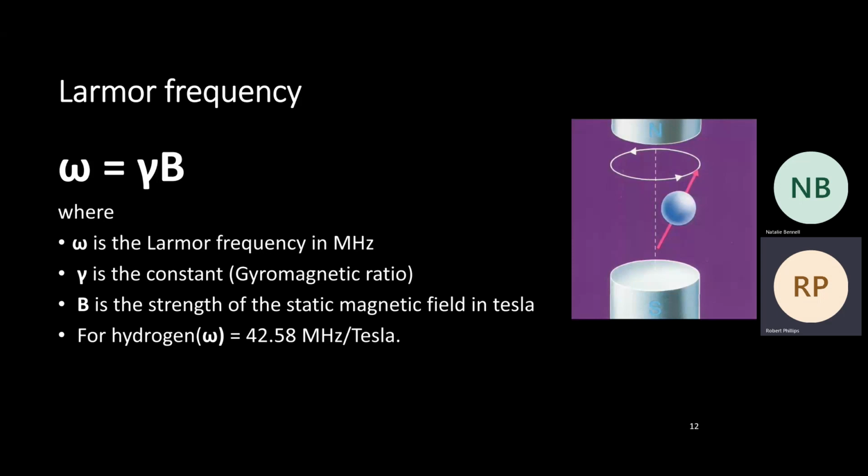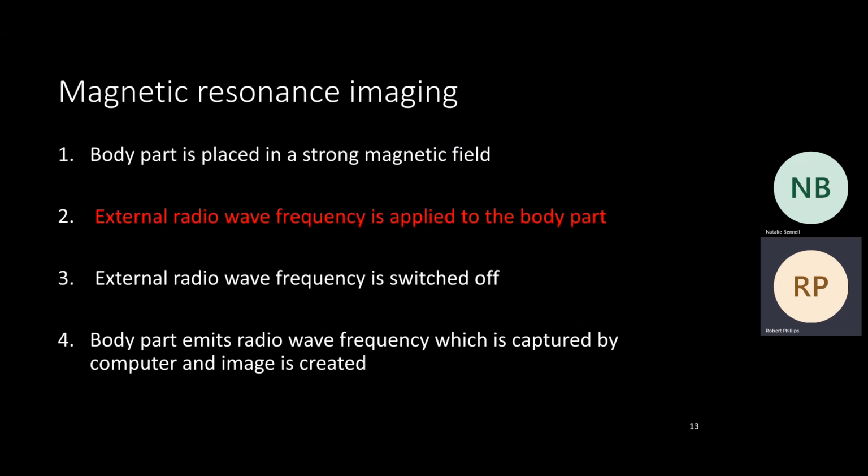And it's important to know this frequency, because what we found is that if we apply the same frequency, if we give this external frequency, Larmor frequency, to the proton, it absorbs that energy and it gets energized. And that is the second stage of our MR acquisition. External radio wave frequency is applied to the body part. That means the Larmor frequency is applied.